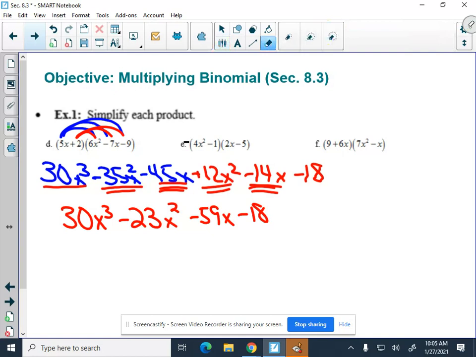Okay, next one. I'm going to erase this one because it's kind of spilled into the other one. So everybody got it?